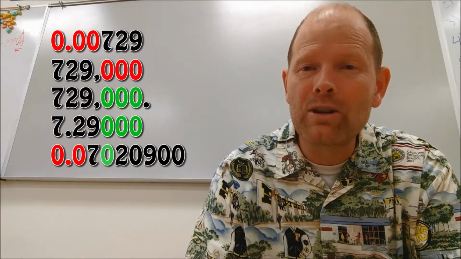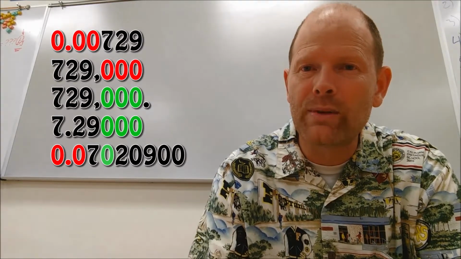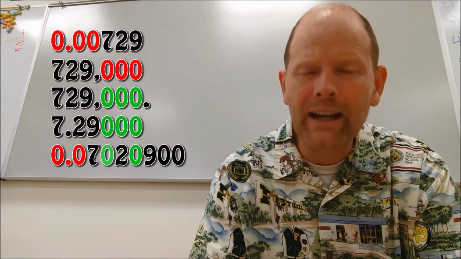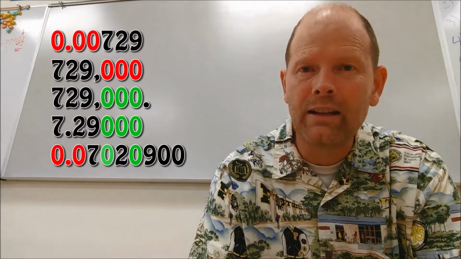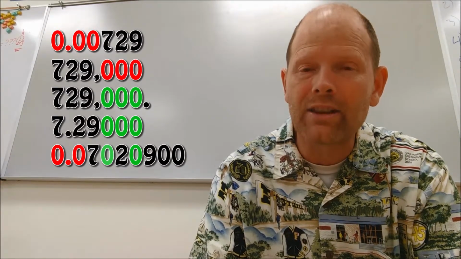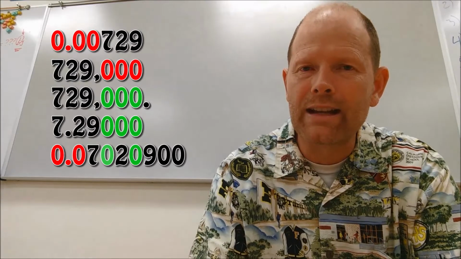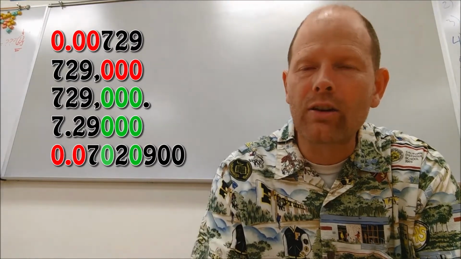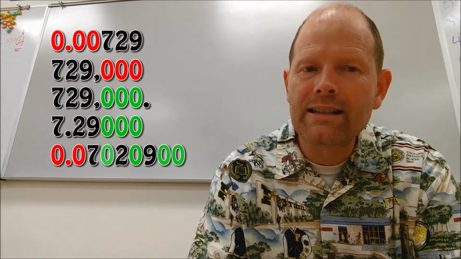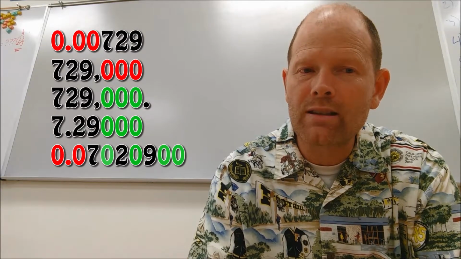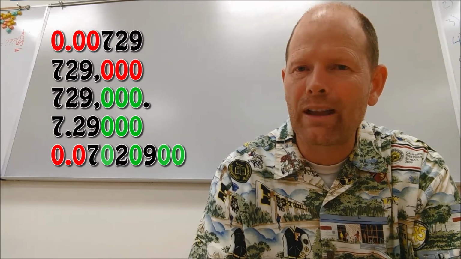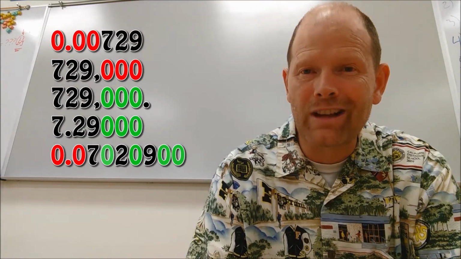Then we have a 0 in between the 2 and the 9. Once again, it's in between non-zero digits, so it is significant. And finally, we have the zeros to the right of the 9, the last non-zero digit. And so those digits to the right of the 9 are only significant if there is a decimal. And we can see there is a decimal, and therefore they are significant. This number has 7 significant digits: the 7, the 0, the 2, the 0, the 9, the 0, and the 0. The first 2 zeros are not significant.